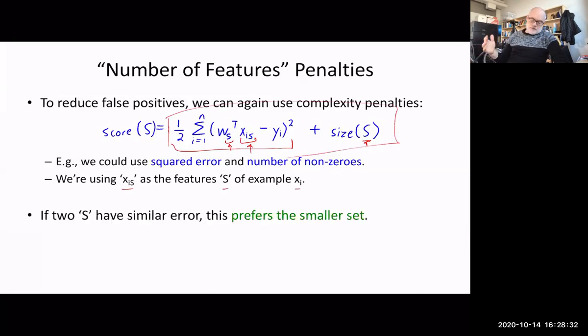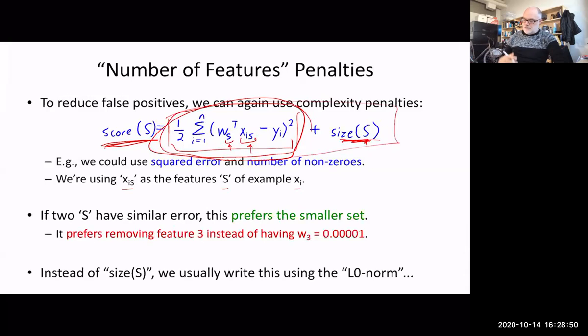So clearly if 2 sets S have similar errors, in other words, this term is the same between the 2, then by selecting models based on their score, it's going to prefer the model that has the smaller set, because this term will be smaller for the smaller set of features.